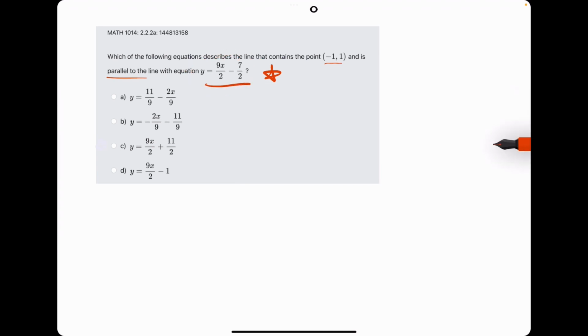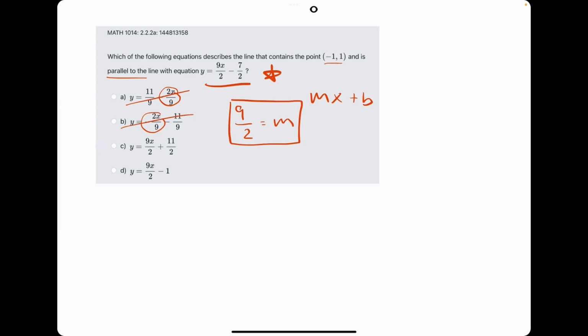This line has a slope of 9/2 because it's in the form of mx plus b. So the value that is multiplied by the x is our slope. So because the slope of this line is 9/2, and because our line needs to be parallel to that line, then our line will also have a slope of 9/2. So which of these equations can we eliminate because they don't have slopes of 9/2? This one, and we're left with 9/2 and 9/2, so both those have slopes of 9/2.